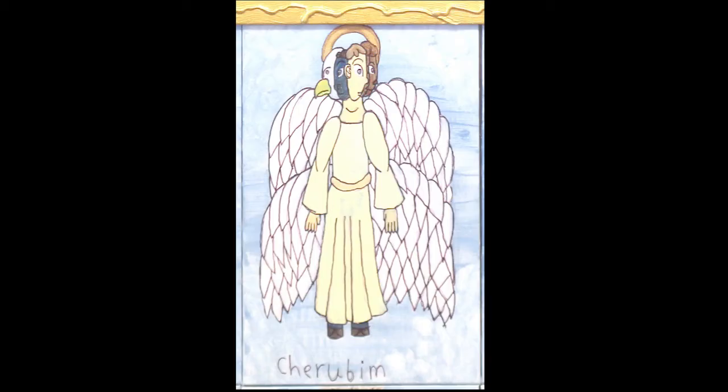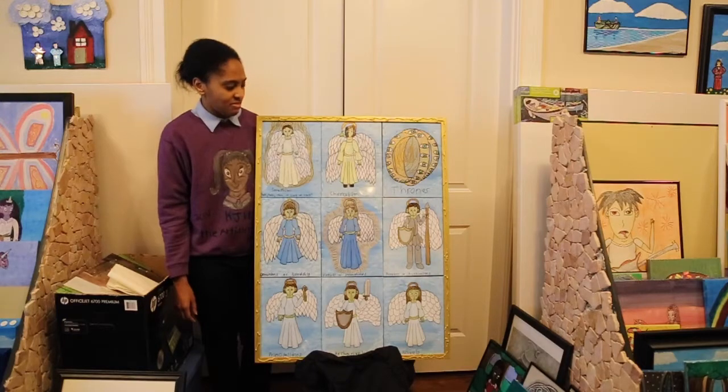For the wings, the first set is to cover their feet, and the second is for flying. The name means the fullness of wisdom. They contemplate, or think about, God's providence, and were assigned to protect a special place. Just in case you're confused, providence is a spiritual care.